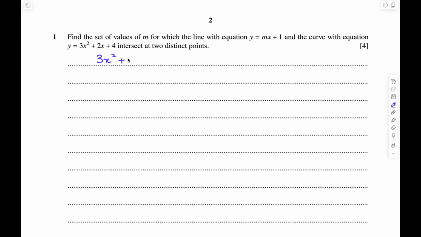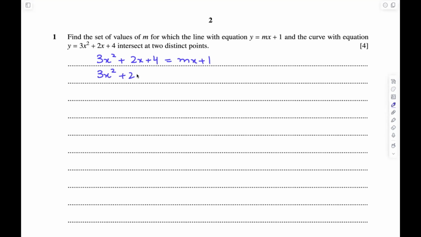So we write 3x squared plus 2x plus 4, which is the equation of the line, equals mx plus 1. Now, as we have an unknown constant m over here, we'll have to use the discriminant b squared minus 4ac to find the value of m.